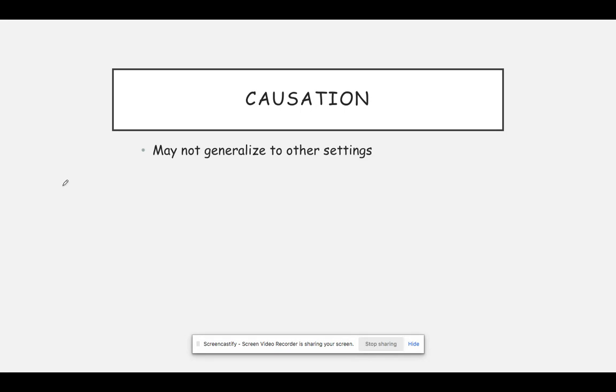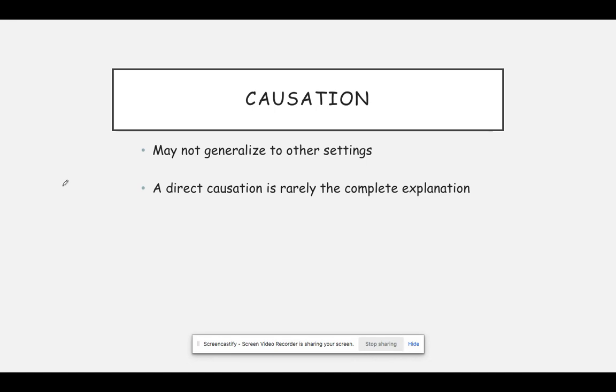We also need to be careful when we're trying to establish cause and effect. Cause and effect might not always generalize to other settings. So if you see something that appears to be cause and effect in one group, that doesn't necessarily mean we can take that conclusion and apply it to all groups or apply it to another group.